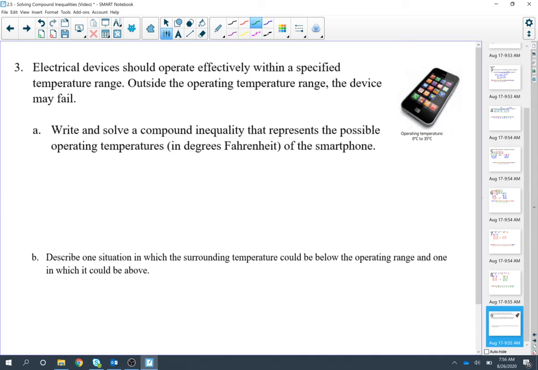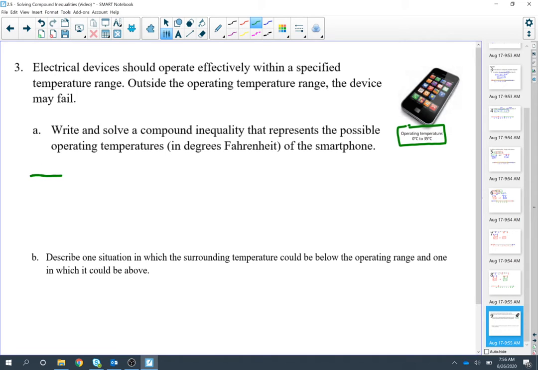Letter A. Write and solve a compound inequality that represents the possible operating temperatures in degrees Fahrenheit of the smartphone. Now, let's take a look at the smartphone over here. It says that the operating temperatures have to be between 0 degrees Celsius and 35 degrees Celsius. Now, your phone has to be within that range from 0 to 35, which means it has to be above 0 and below 35. Think about that.